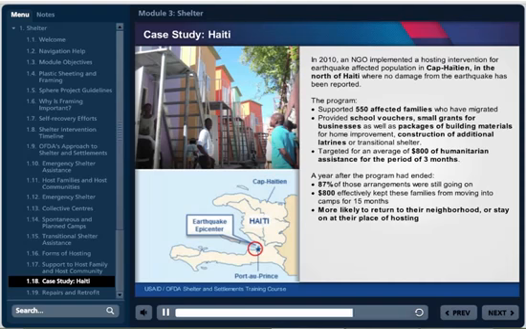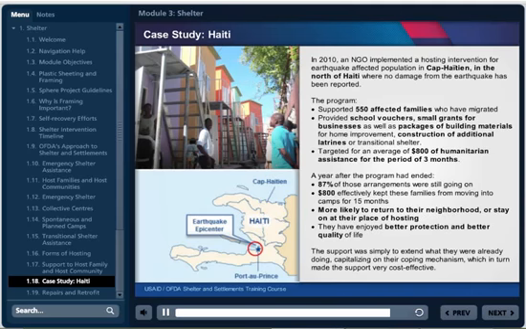In the 15 months after the earthquake, they have enjoyed better protection and better quality of life compared to those who had taken up residence in one of the many camps in and around Port-au-Prince. The support was simply to extend what they were already doing, capitalizing on their coping mechanism, which in turn made the support very cost-effective.